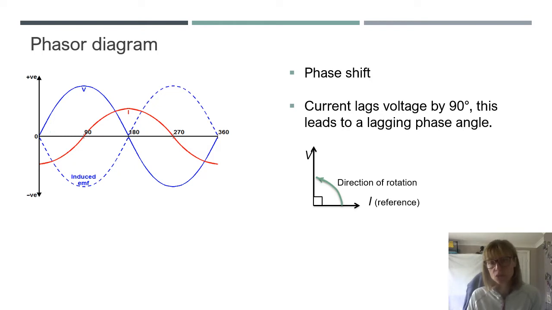We always draw our current on the x-axis. We use that as what we call our reference. Here's your direction of rotation arrow again. Don't forget to include that. And the voltage is then 90 degrees ahead of the current. So in this case, we talk about the current lagging the voltage by 90 degrees, and so we call it a lagging phase angle.